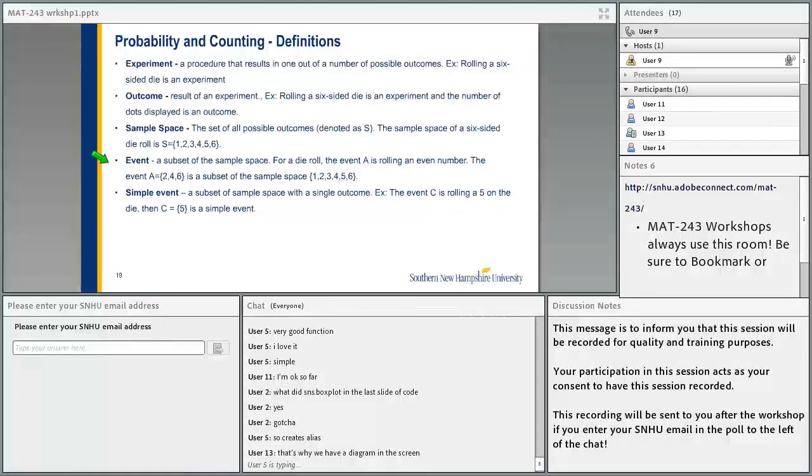So there are two kinds of events. One is simple and the other is compound. So the simple event is a subset of a sample space with a single outcome. So the event C is rolling a 5 on the die, then C equals 5 is a simple event because you have only one outcome here. But if we had more than one, then we call it a compound event. For example, if event A is rolling an even number on a die, then A would be 2, 4, 6. So that's a compound event because you have many outcomes here.